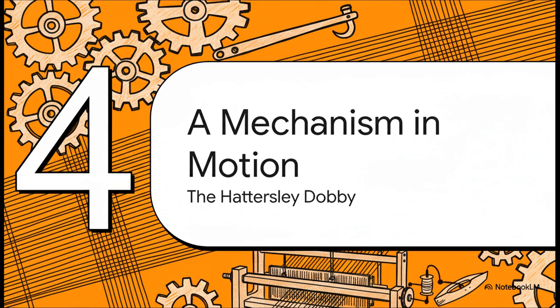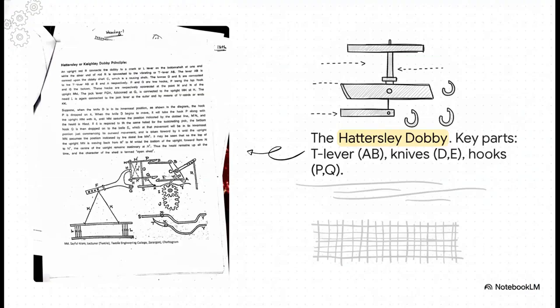Let's get our hands dirty and see these principles in action by taking a look inside a classic double lift design, the Hattersley Dobby. I know this diagram looks a little intimidating, but the idea behind it is actually beautiful and simple. The key players here are that rocking T-lever at the top, 2 moving knives labeled D and E, and 2 sets of hooks, P and Q. These parts all dance together to turn a pattern into threads being lifted up and down.